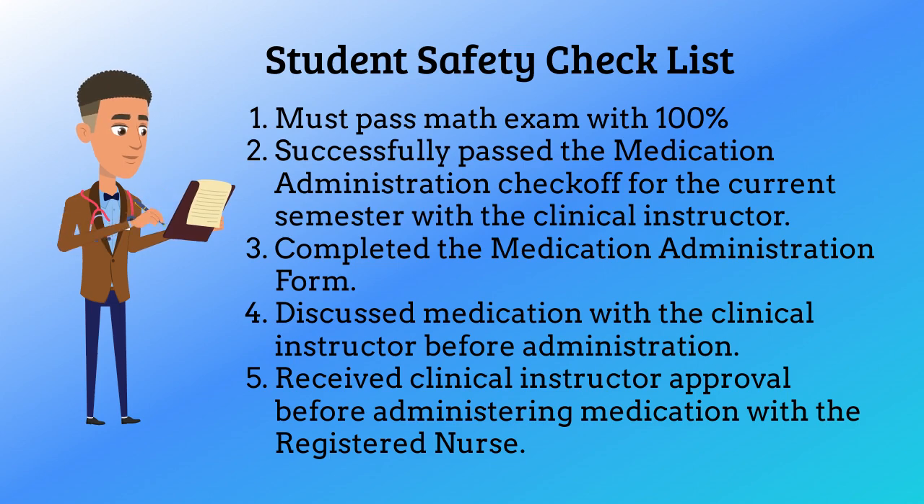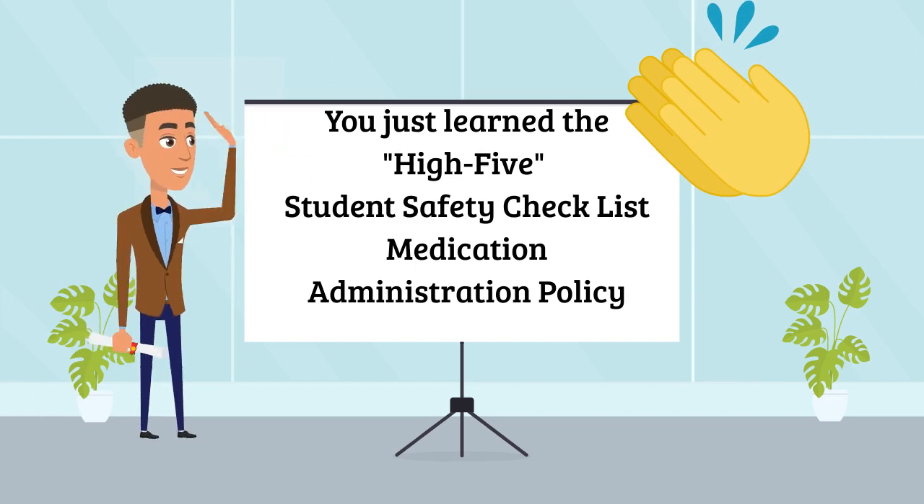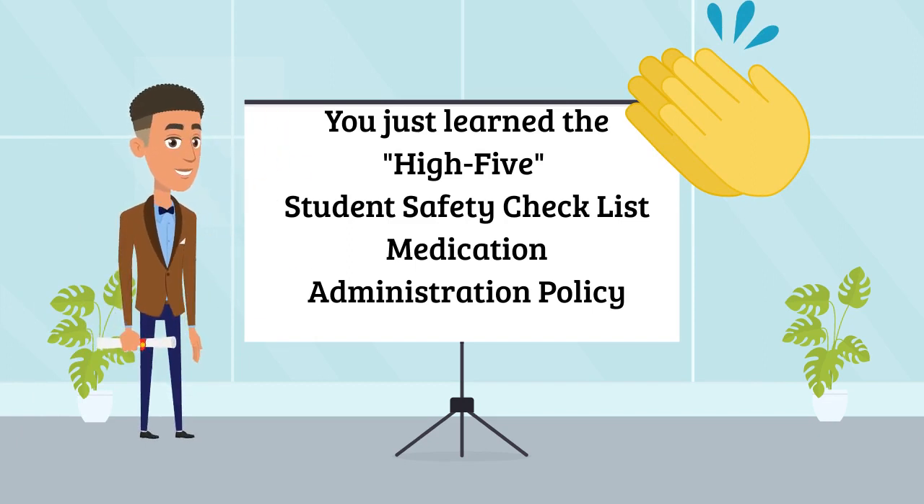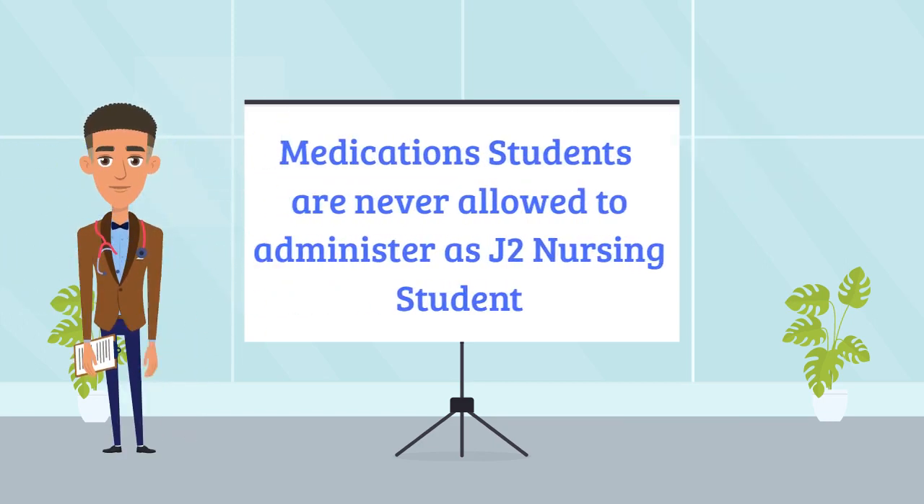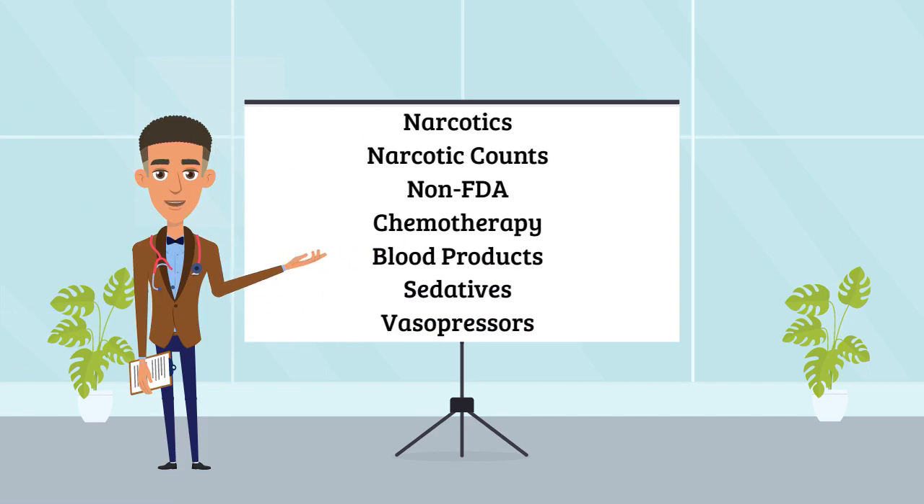Discussed the medication with the clinical instructor and received the clinical instructor's approval before administering the medication with a registered nurse. Give yourself a high five. You just learned the High Five Student Safety Checklist for medication administration. It is an important safety measure in place to ensure UTA students are providing high-quality nursing care and maintaining patient safety.